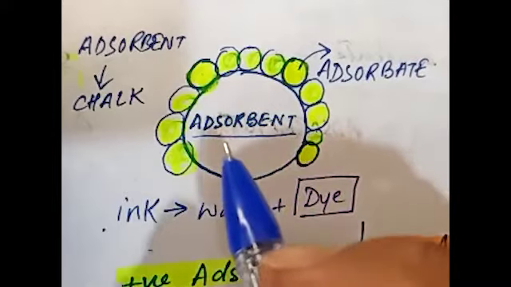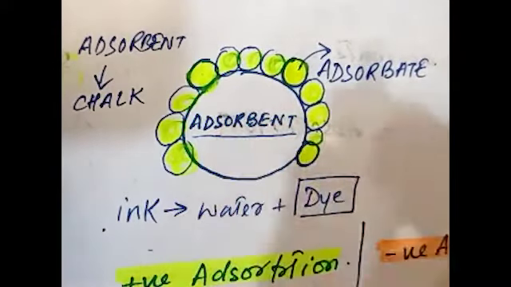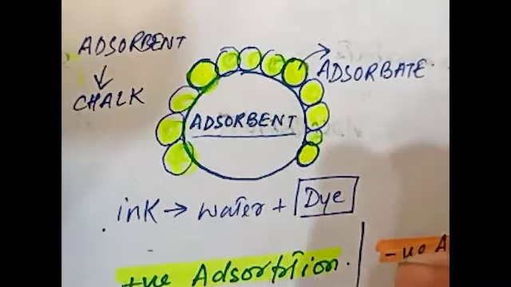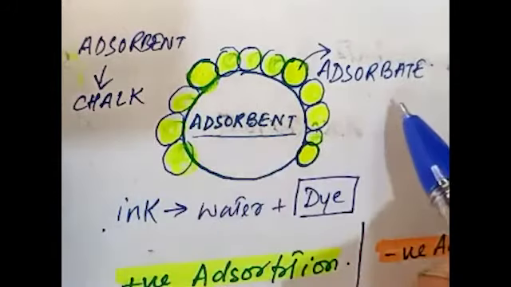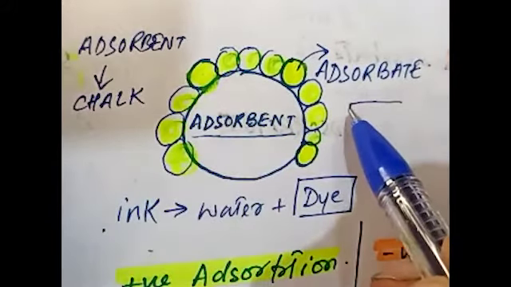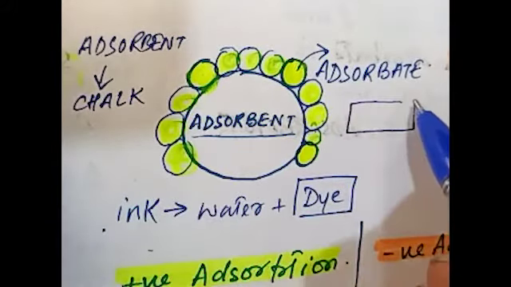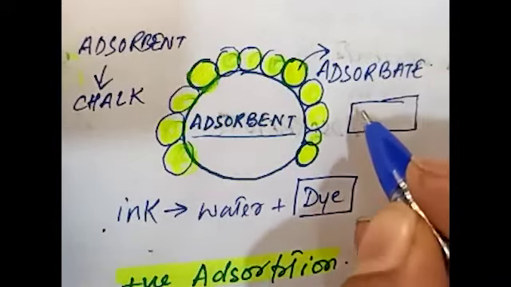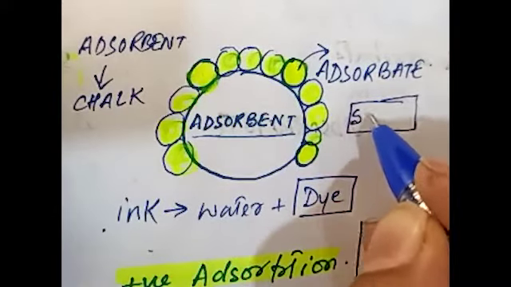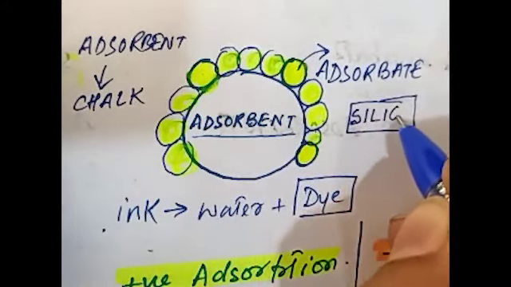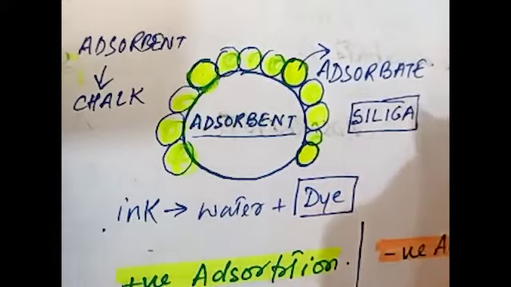Normally, when you buy a shoe, you will get inside the box of shoe, packets of something will be written. Do you know what is written? Small white packets are there. It will be written silica gel or silica.